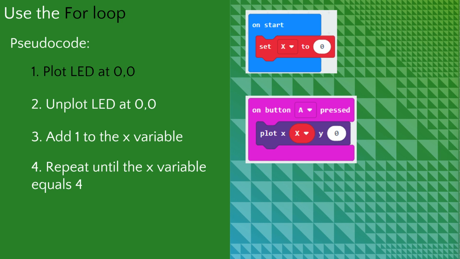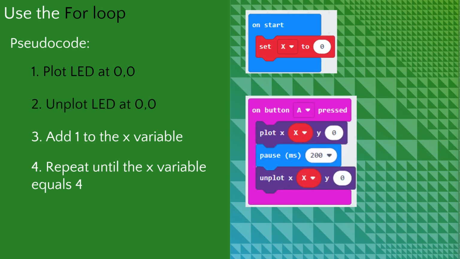So once we plot the X variable in the 0 position, we want it to go out. So we need to unplot it. Bring out an unplot XY block from the LED toolbox. We have learned several times now that computers like to rush through things as fast as they can. So let's go ahead and add in a pause block between the plot and the unplot. And we'll just head that off before we even get it started. So press the A button, and what do you see? You should see that 0, 0 LED light up and then go out.